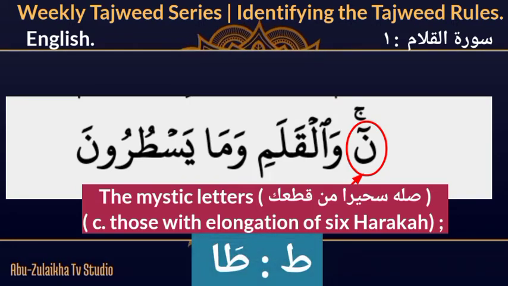So letter ta is spelled as ta fatha ta alif mad. That is ta, right? So let's see the options given. It should contain three letters, right? But as you can see here, there are only two letters in the name spelling. So which means the first rule, the first option, has not been gotten.